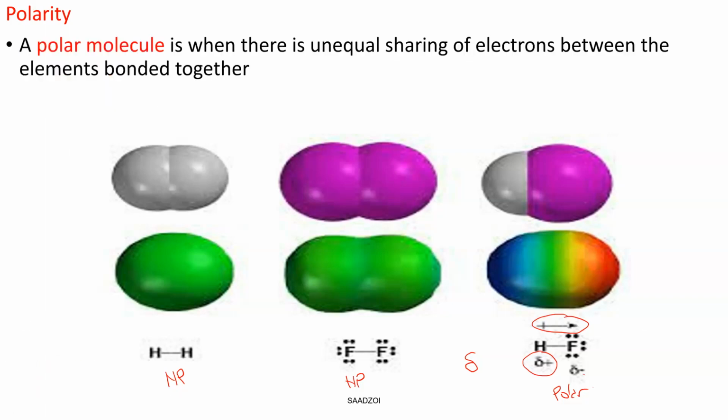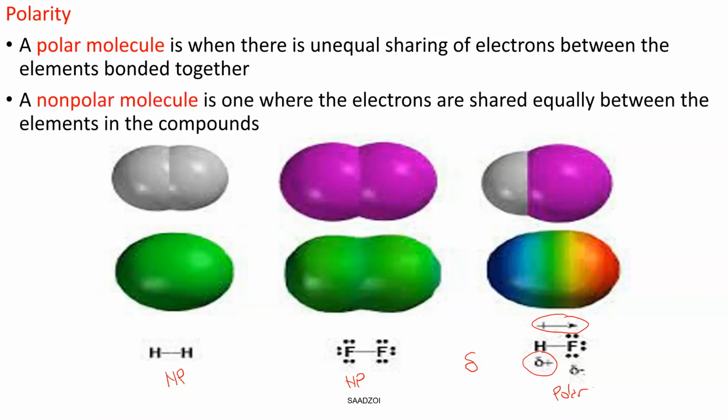So a polar molecule is when there is an unequal sharing of electrons between the elements bonded together, which I just showed you. Nonpolar is when you have equal distribution of electrons, or somehow we have what's called symmetry, and we'll talk about what that is in a minute. So we'll come back to that idea.